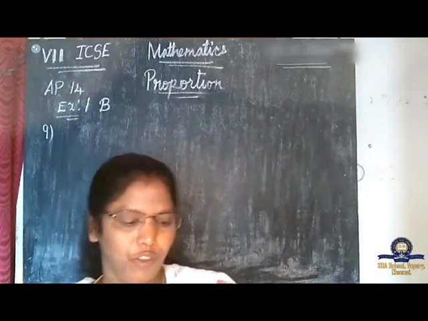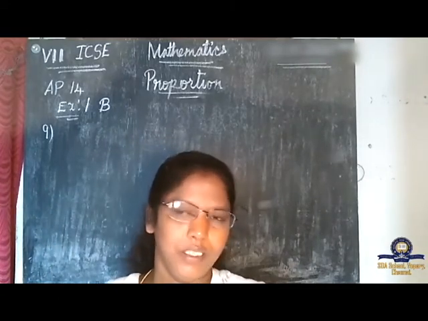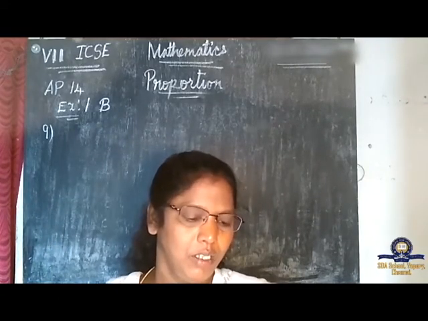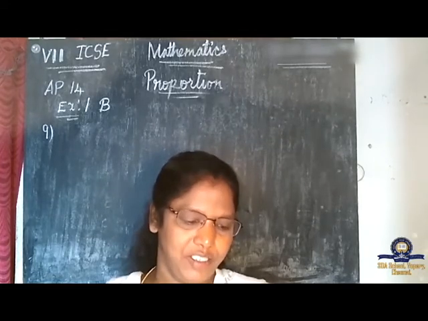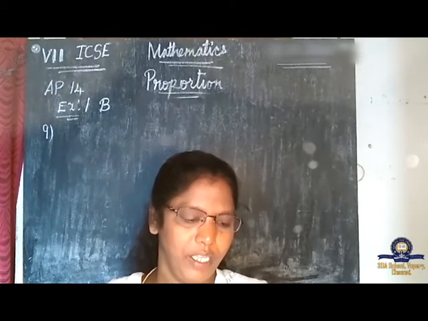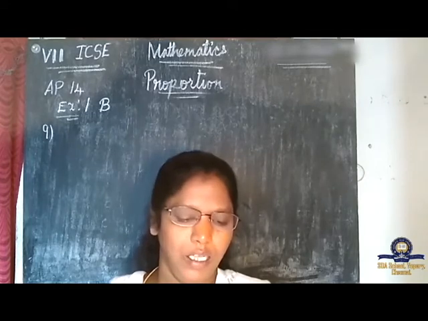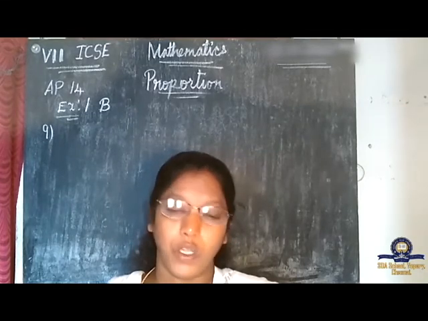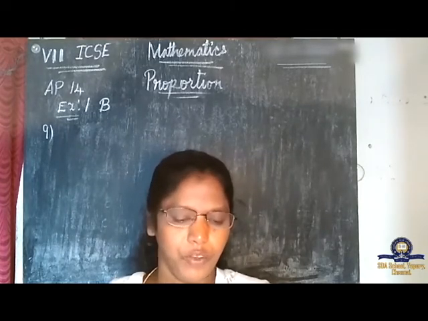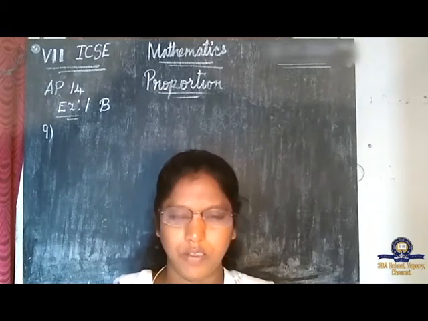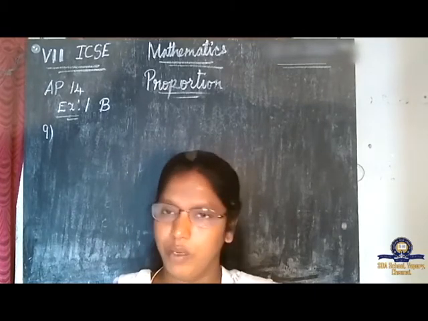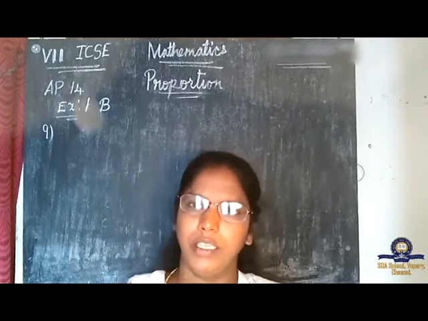Okay children, 7th one I finished. 8th one, see the question. Find x such that x is to 14 is equal to 18 is to 63. Here we are going to use the cross product rule. Using cross product rule we can solve this. Many sums we have solved in this method, so I am not going to do it here. I am moving on to 9th one now.